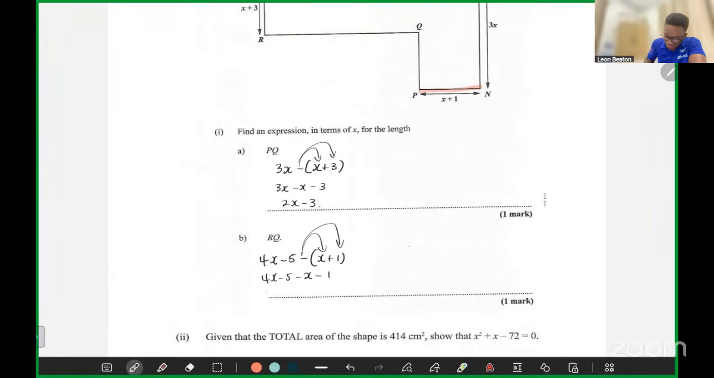All right, so this will be 4x minus x minus 5 minus 1. We just put the like terms together. And this will be 3x minus 6.